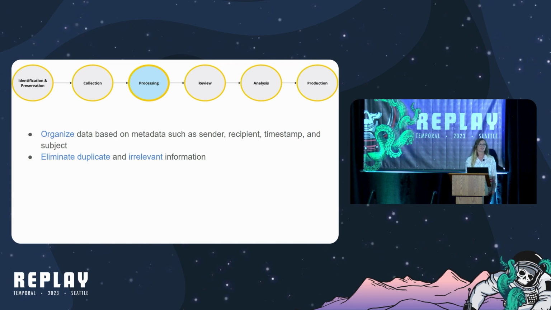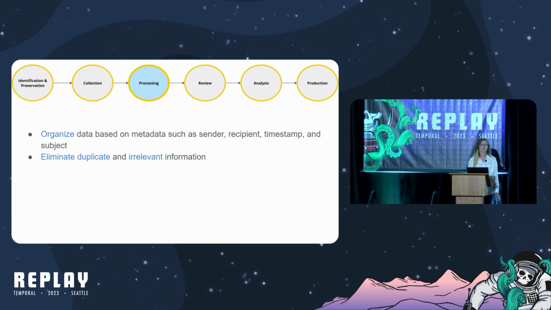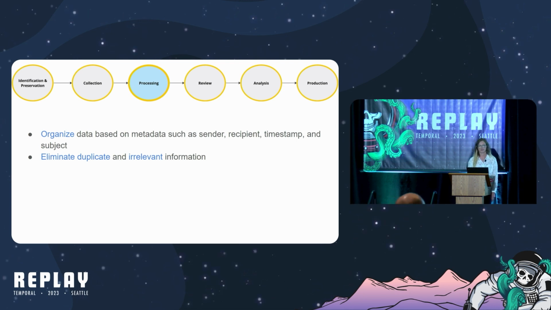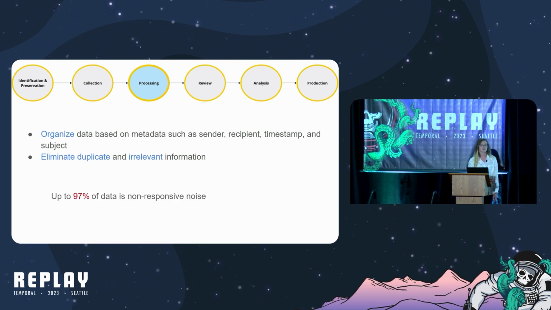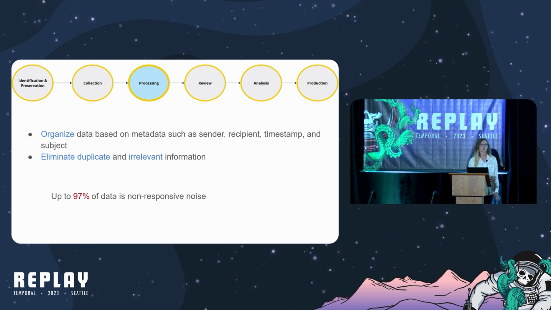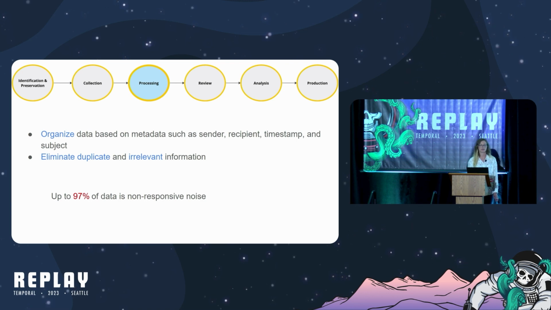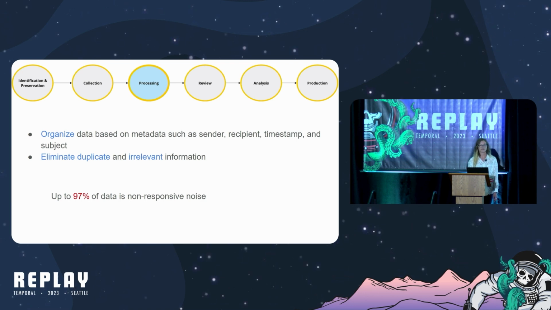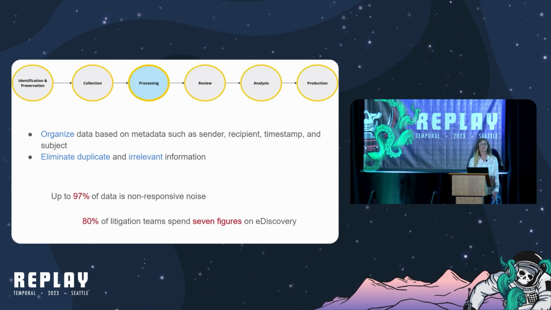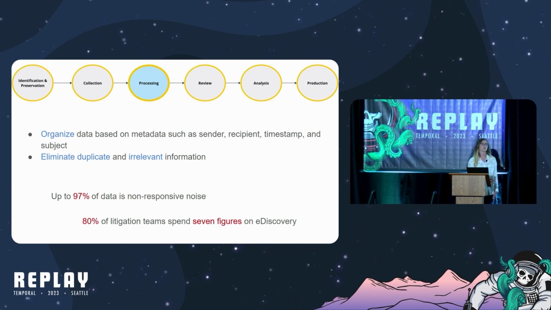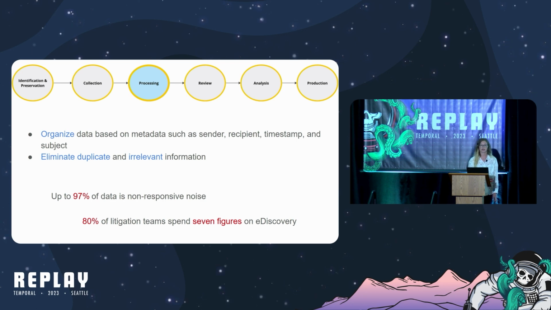Without a tool like Logical, this process can be extremely time-consuming and error prone. We're humans, we're bound to make mistakes. At Logical, we found that up to 97% of data ends up being non-responsive noise. That means we're collecting a lot of data for a relatively small amount that will actually be relevant. On top of that, this process is really expensive. 80% of litigation teams are spending 7 figures or more on eDiscovery. And as you can imagine, this is just one step in the entire legal process.